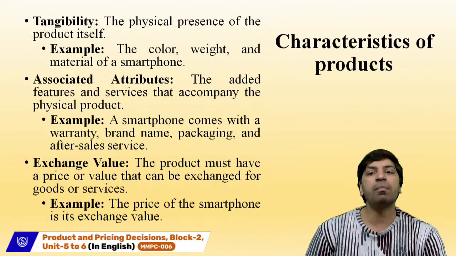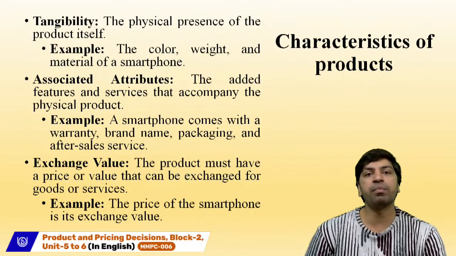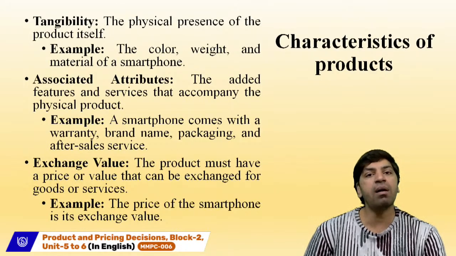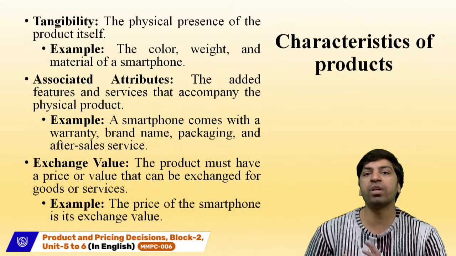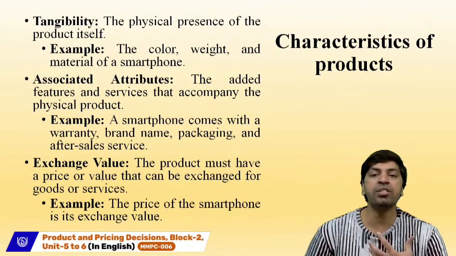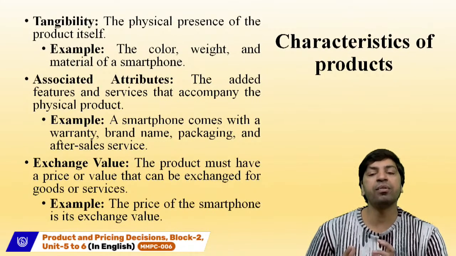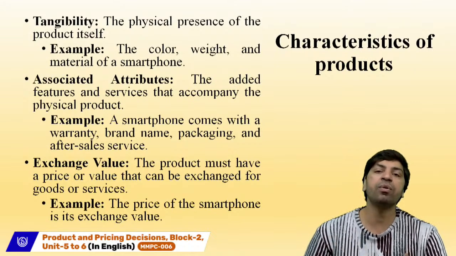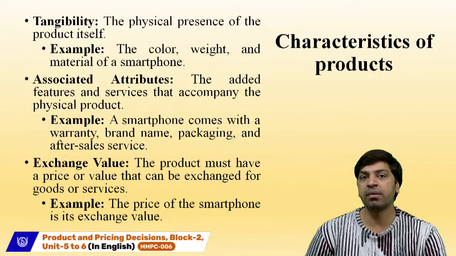Now we can come to the characteristics of product. The first one is tangibility. The physical presence of the product itself is called tangibility. For example, the color, the weight, and the material of the smartphone. Such a product must have a physical appearance or presence in the market, and you can buy the product and easily consume or use it. That becomes tangibility.